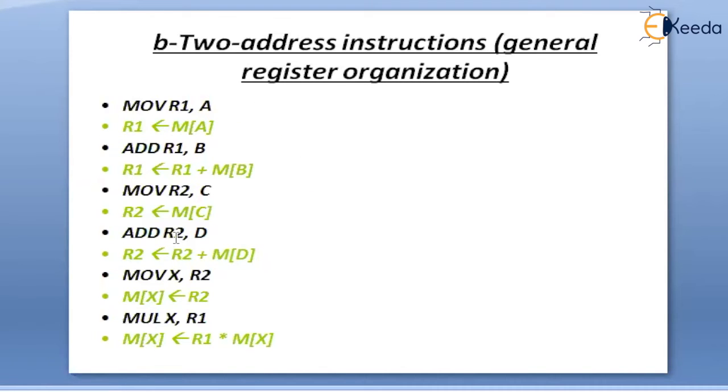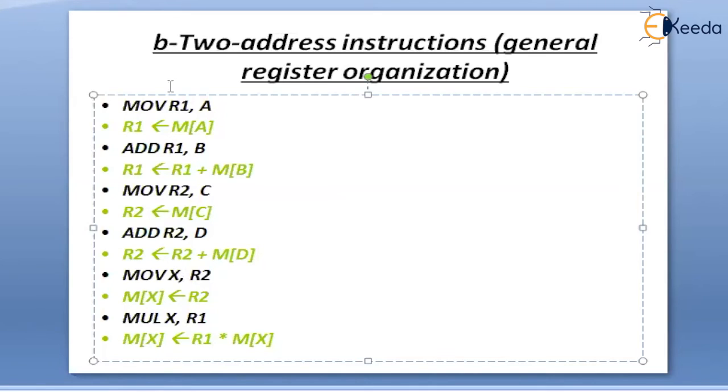Let us take one address instruction. In one address instruction, let us change this here. There is a flaw. I will change this here. Let us see. Now in this case, we have only two operands for an instruction.